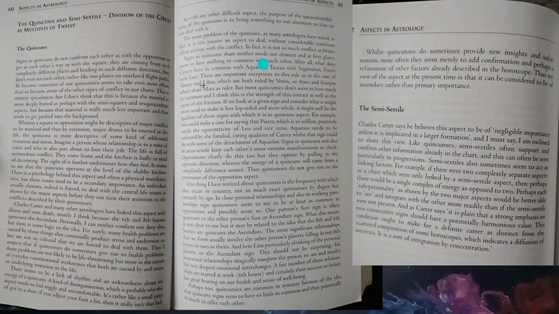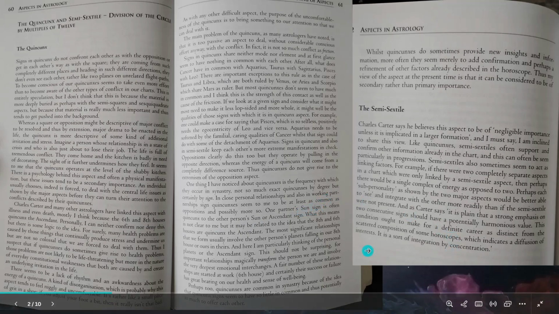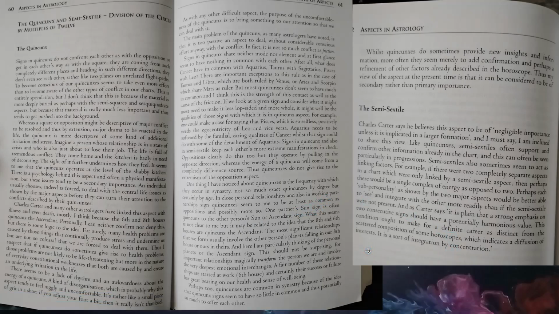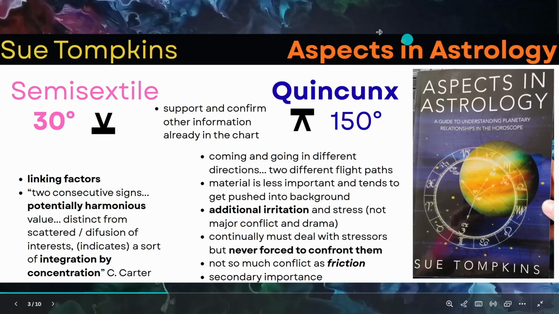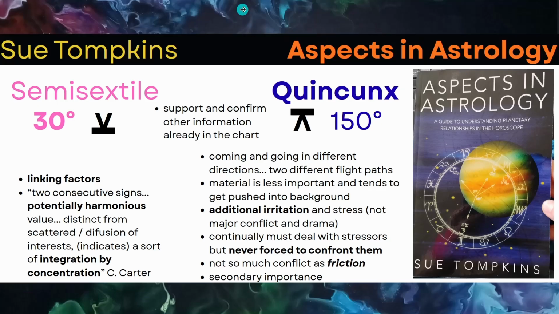And now these are pages from Sue Tompkins' Aspects in Astrology, which is one of the first astrology books I read from my library, and it's a book I now own. This book deals more in ABC or natural astrology, so I don't turn to it all the time, but it is still a reference that I have. So that's the information for the quincunx and the sextile. You can pause it and read it if you want. I am going to read it out loud, and this is kind of the summary for it.